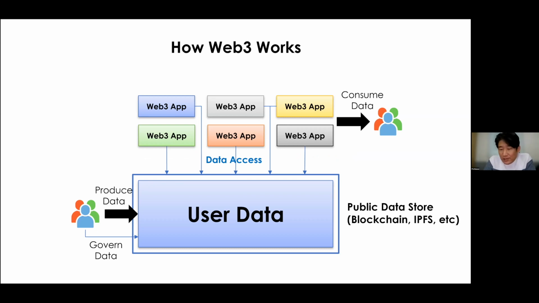How Web3 works is very different from platforms and portals. People produce data, but this data will be stored on a public data store like a blockchain and decentralized file system. And then a Web3 application just accesses this user data, and other people can consume this data through Web3 applications. So as you can see, many Web3 applications share the same user data. It is very different.